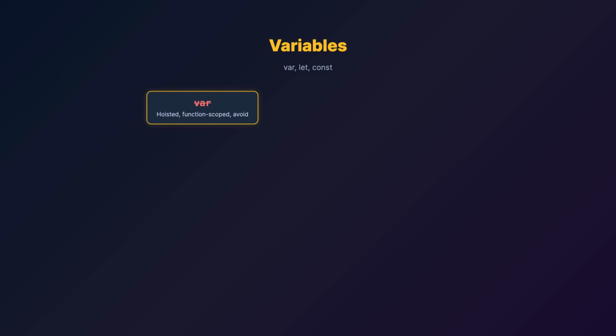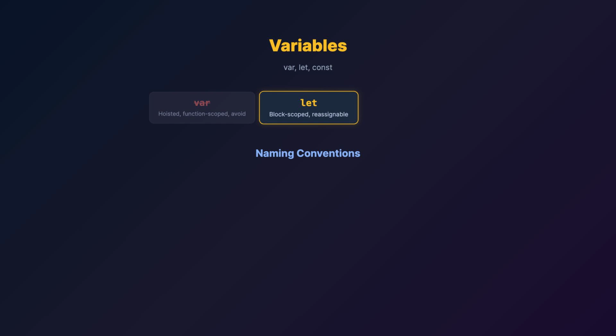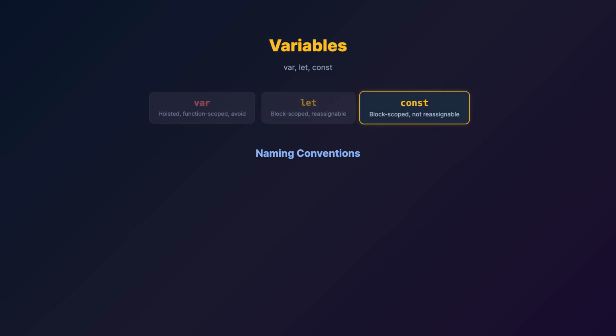Var also ignores block scope. A var inside an if block leaks out to the function. That's why var is considered dead. Don't use it in modern JavaScript. Let is block scoped. It only exists inside the curly braces where you declare it. Let can be reassigned. You can change what it holds. let total = 0. Then later total = total + 10. That works fine. Const is also block scoped, but it cannot be reassigned.